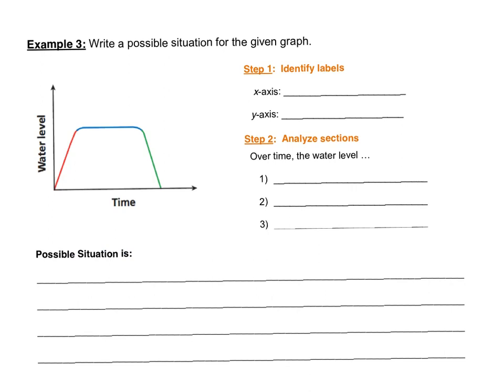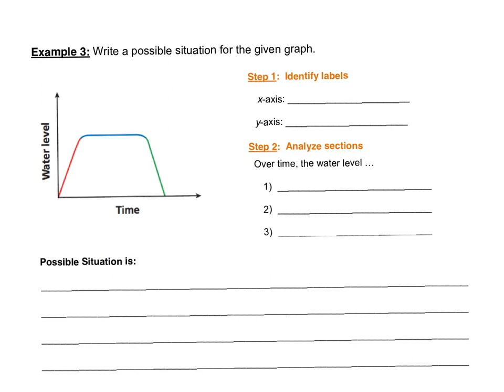Okay, let's write a possible situation for the given graph. On the x-axis we have time, and on the y-axis we have water level. And let's analyze this. So over time, let's see what happened to the water level. Well, at first, it increased steadily, in red right here. Okay, so that increased steadily. And then, in blue, remains unchanged or constant, one of those. It remains unchanged or constant.